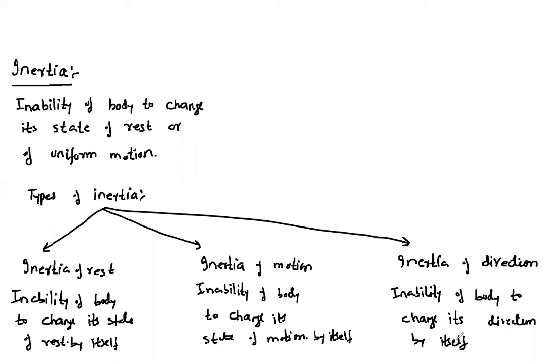So to change its state of rest or motion or direction, a body needs some external push, and that external push is force. Basically, this concept of inertia was introduced by Galileo. And this concept of inertia leads to Newton's laws of motion, and eventually to the concept of force.